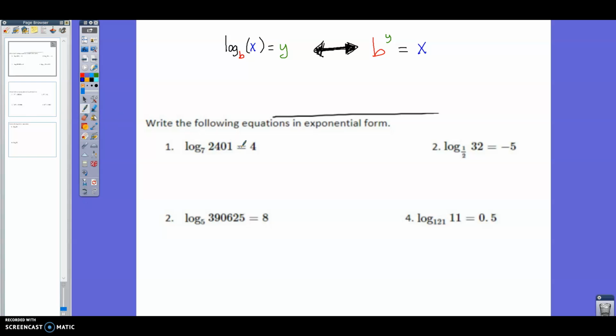So we'll look at number 1. We have log base 7 of 2401 equals 4. So even though it's not shown there, it's like they're in parentheses here. We want to take our base, which is 7, raise it to the y power, which is 4. And we're going to set that equal to the number inside the parentheses, which is 2401.